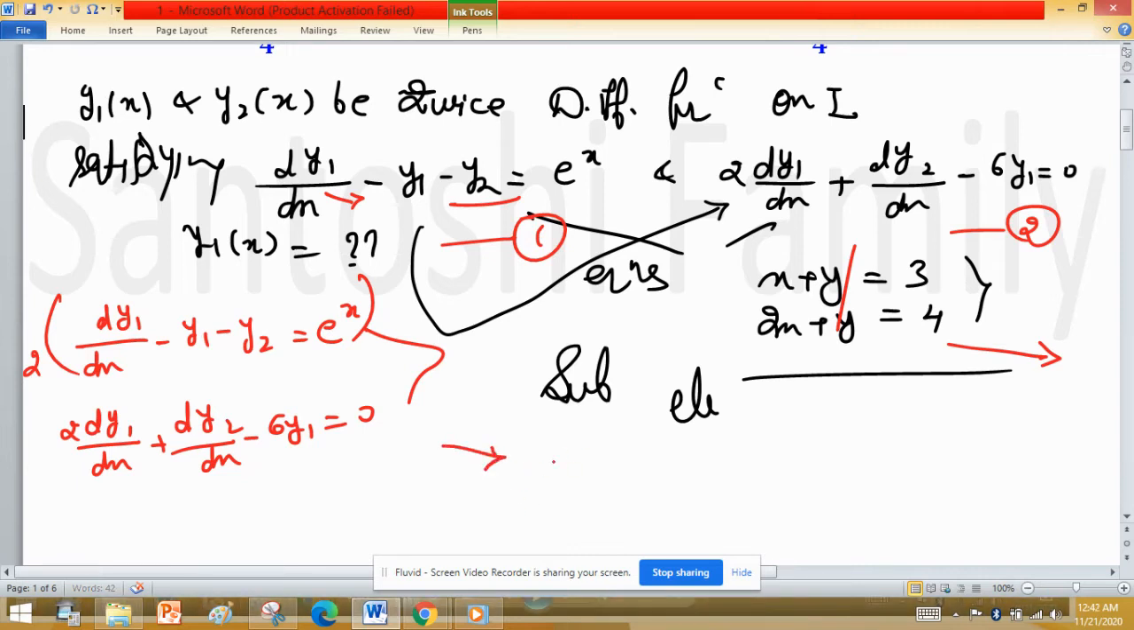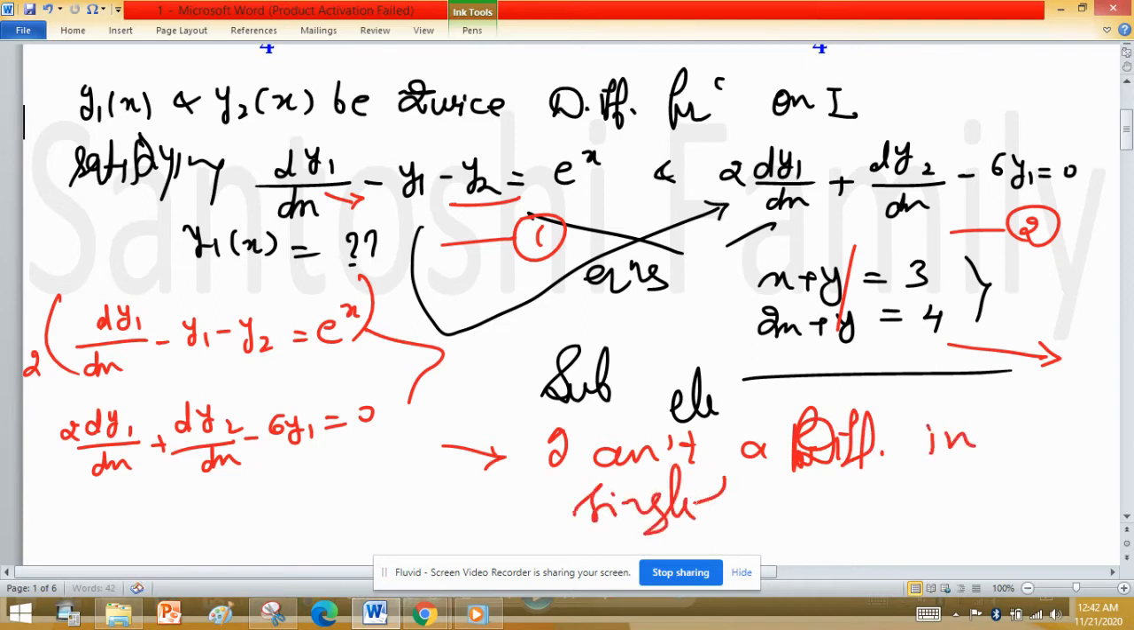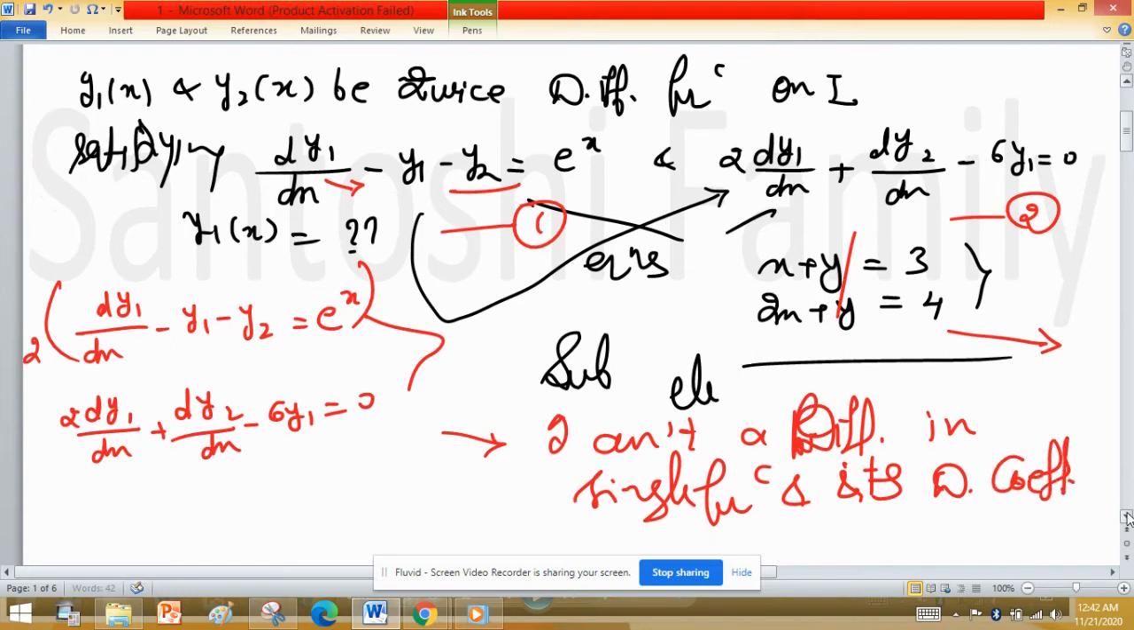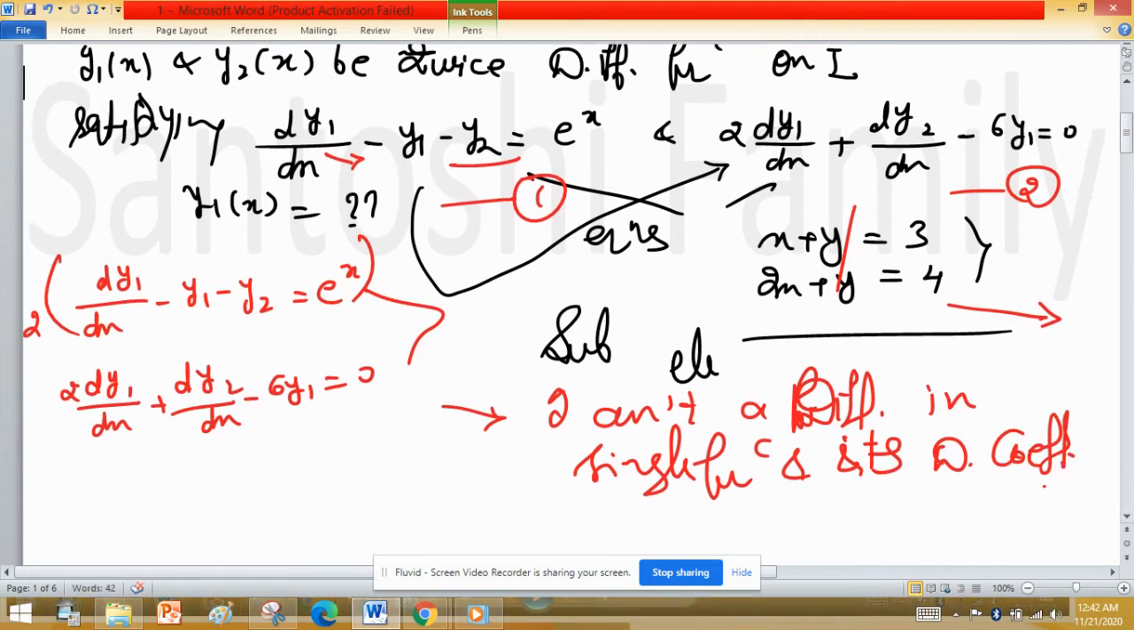I can't find a differential equation in a single function and its differential coefficients. So the elimination method is not effective here. So what I will do here is use the substitution method.